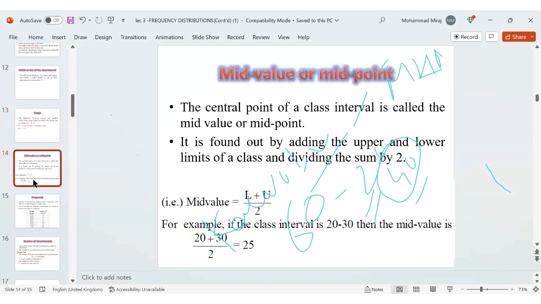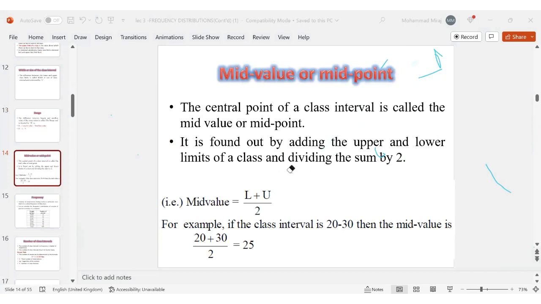So then comes the mid value, or midpoint. How do you calculate the mid value? It is the upper limit plus the lower limit divided by 2. It will give us the mid value. It's very simple: L plus U divided by 2. Now the lower limit is 20 and the upper limit is 30. 20 plus 30 divided by 2 will give you the midpoint, that is 25. This is how you calculate the midpoint.